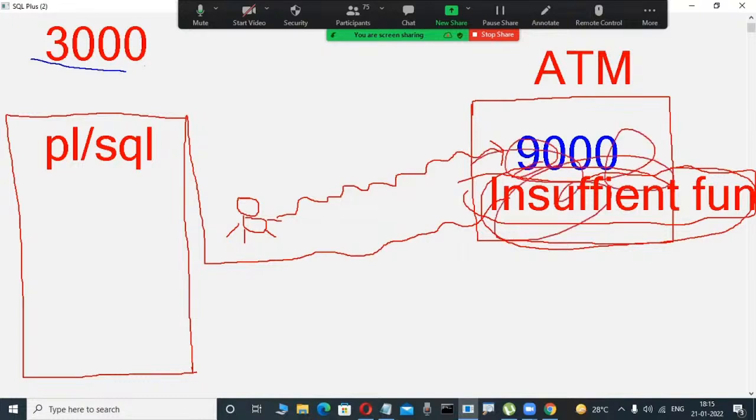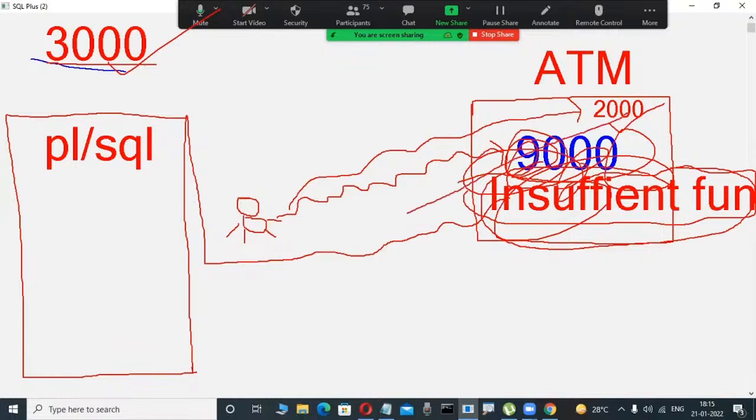Another scenario. For example, my balance is 3,000. Suppose I insert my ATM card and try to withdraw 2,000 rupees. Is it possible? Possible. Why? Because my balance is 3,000, and 2,000 is less than 3,000. That's why trying to withdraw is possible. We are withdrawing the money, 2,000 is possible in this example.